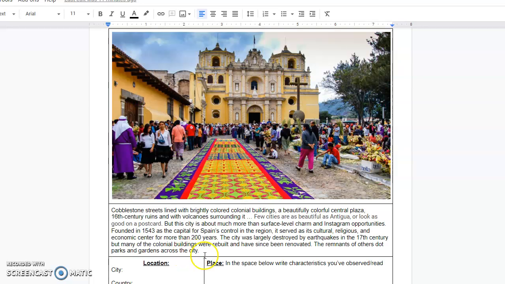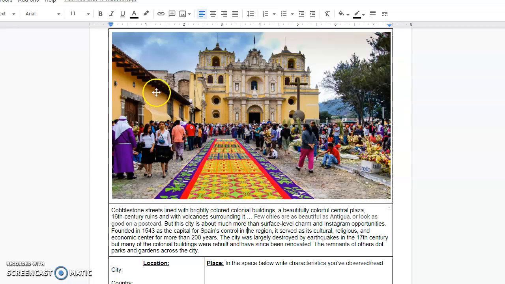And then slightly harder over here is the place section. So remember that place is describing what an area is like. So when you're looking through these photos and reading through here, what are the things about their culture you are learning? What are the things about this place you are learning? Some example for physical is that this has volcanoes surrounding it. So that would be a physical characteristic.